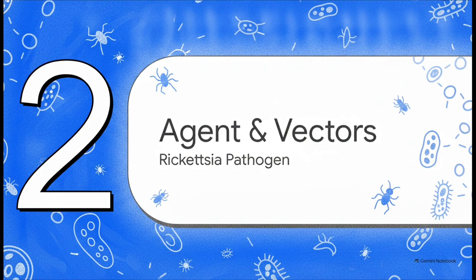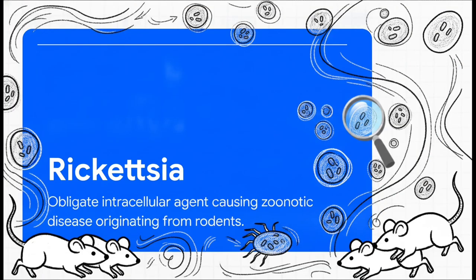Moving on to section 2, agent and transmission vectors. Now we know what the illness looks like when it hits rock bottom, but who's the actual culprit? The pathogen causing all this chaos is rickettsia. The major buzzwords you're going to see on exams are that rickettsia is an obligate intracellular agent. What does that mean? It means this bacteria literally cannot survive or multiply unless it's inside a host cell. Plus, it's a zoonotic disease, so it jumps from animals to humans, with the primary reservoir being rodents, specifically mice.